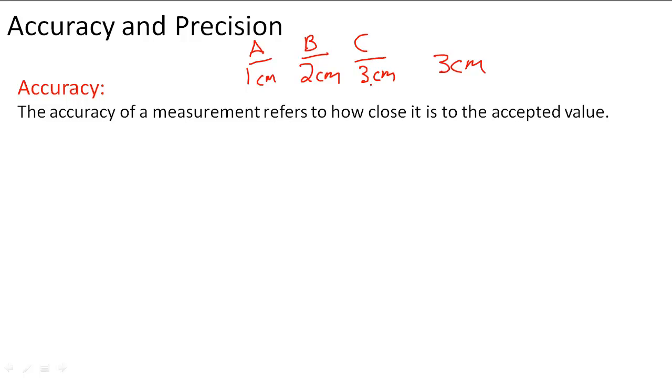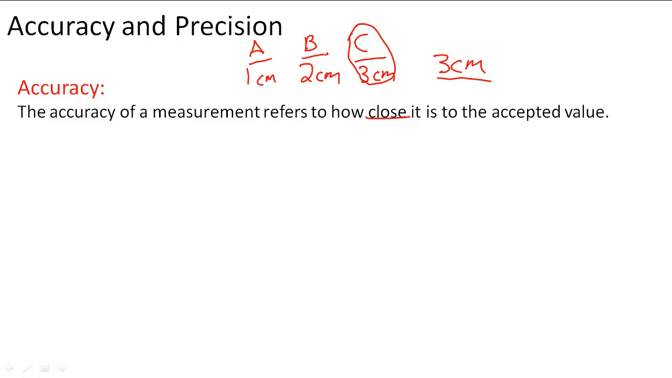The person who is most accurate is student C, because we know that the thing we measured was supposed to be 3 centimeters. So that person is close to the accepted value, so they're very accurate. B is more accurate than A, but A is the least accurate out of all of them because that student only got 1 centimeter.